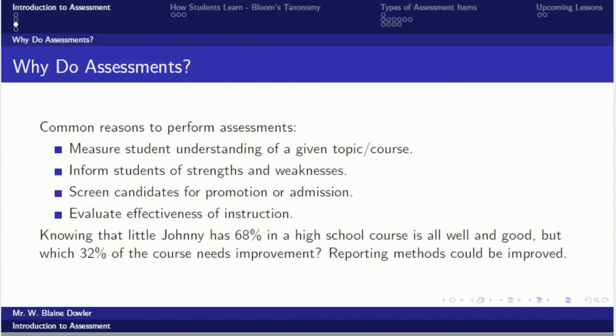So, as I said, knowing that you got a particular percentage doesn't immediately tell us what percentage of the course or which aspects of the course need improvement. So we're going to be looking at different reporting methods that will help keep students up to date as well.